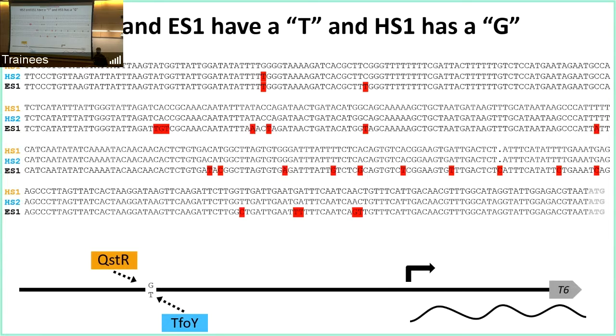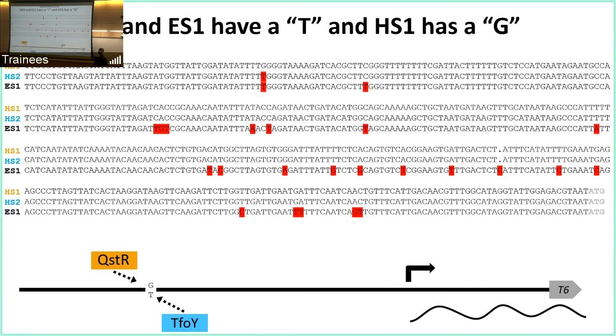So the difference in type 6 between HS1 and HS2 is that one is inducible and one is always killing, right? So this gives me an idea that maybe this is the SNP that is important in regulating type 6 to make it inducible or always on. But I still don't know where those SNPs are. I don't know where the mRNA starts. So I used a technique called 5' RACE.